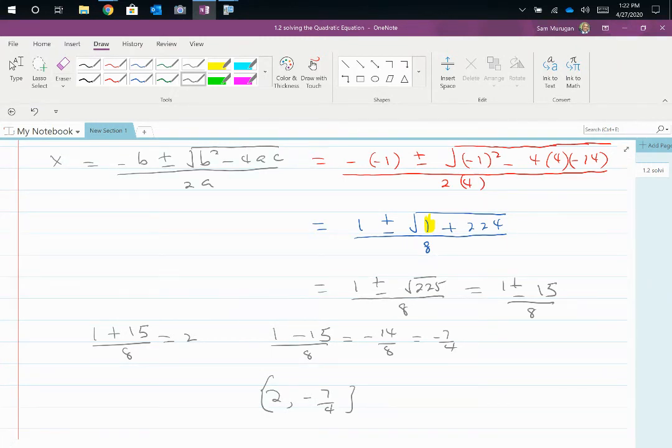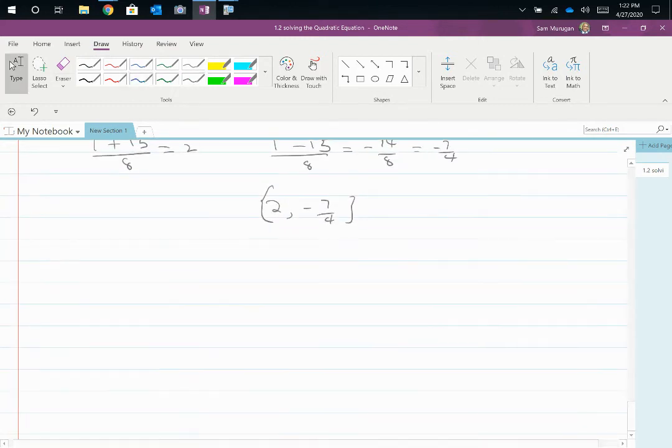Recall that using the quadratic formula, signs will be your challenge. Pay attention to multiplying negative and positive signs or squaring negative and positive numbers and see what happens. Okay. All right, here's another example. And by the way, the examples that I'm doing are the homework questions. So if you follow these, you're going to be able to do your homework.